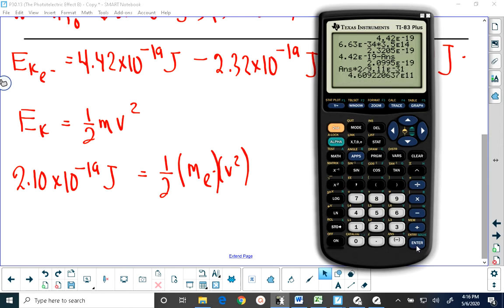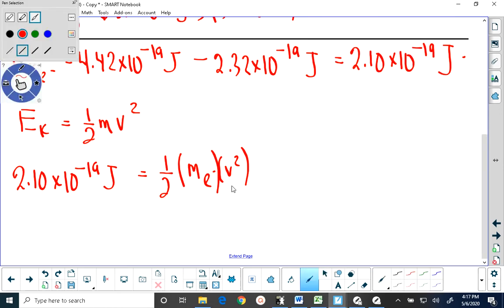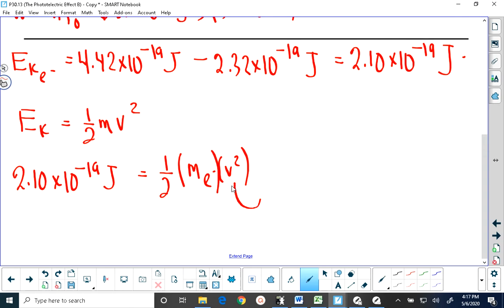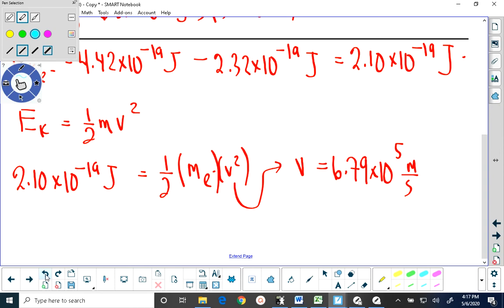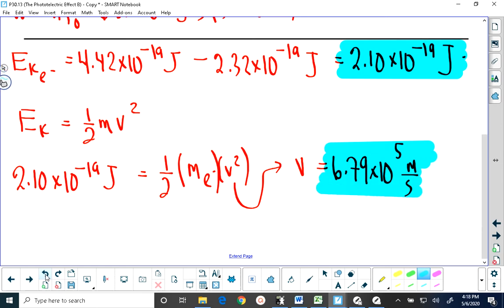Then we have to hit equals before we take the square root to get an answer of 6.79 times 10 to the 5 meters per second. So v equals 6.79 multiplied by 10 to the 5 meters per second. We have two answers. The first one is the kinetic energy of the electrons, which is 2.10 multiplied by 10 to the negative 19 joules. And the second one is their speed, which is 6.79 multiplied by 10 to the 5 meters per second.